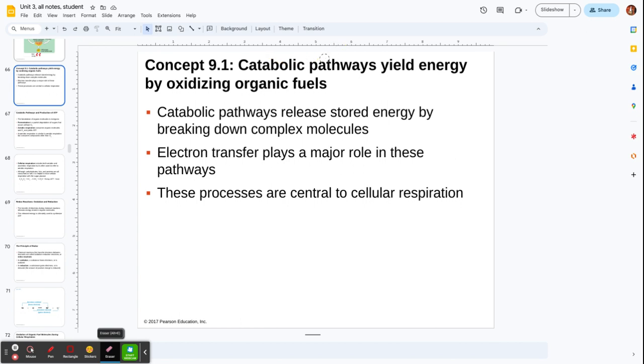Remember, we talked about catabolic pathways. And catabolic are pathways where you're taking larger molecules and breaking them down into smaller ones. And when you do that, you are going to release energy. The release of energy from those complex molecules is going to, in large part, be from the movement of electrons from one molecule to another.